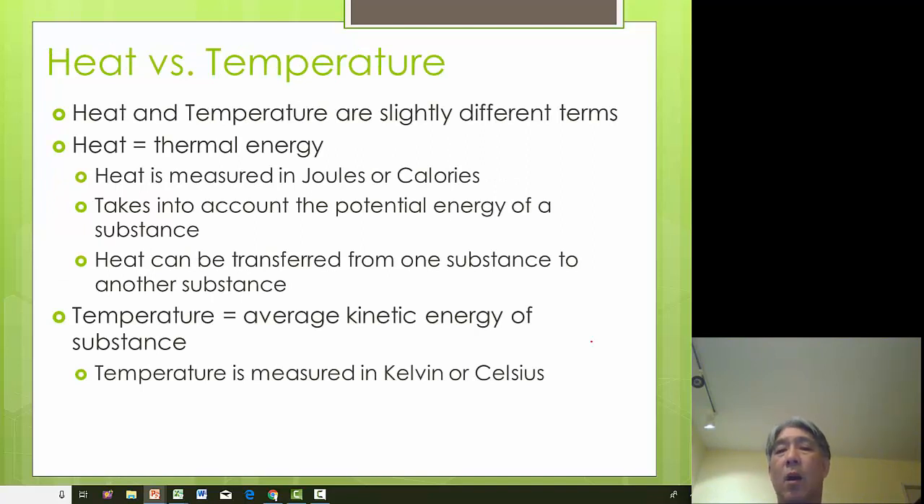Heat and temperature are going to be two slightly different terms that we're going to be using. Okay, heat is thermal energy. It's going to be measured in joules or calories. I can transfer heat from one substance to another. Temperature is a different story. Okay, temperature is measured in Kelvin or Celsius. It measures average kinetic energy, but it's not energy itself. Okay, and it doesn't really move. It's the energy that moves.